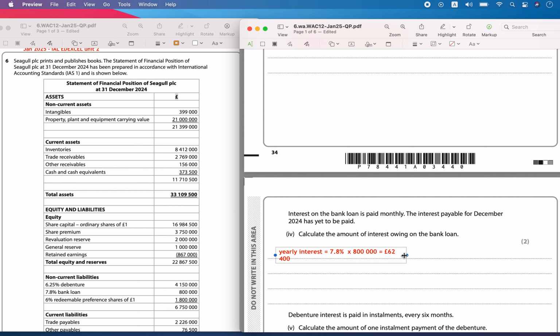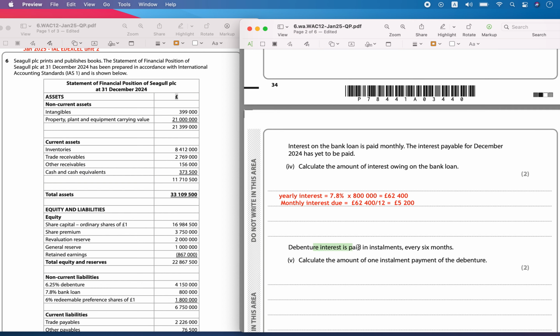Now for the month of December, every month they are paying, so we have to divide it into monthly payments. The monthly interest due is going to be 62,400 divided by 12. Every month I have to pay, so for the entire year this is the payment. Per month I divide by 12, which is equal to 5,200 pounds. This is the monthly payment towards the bank loan interest.